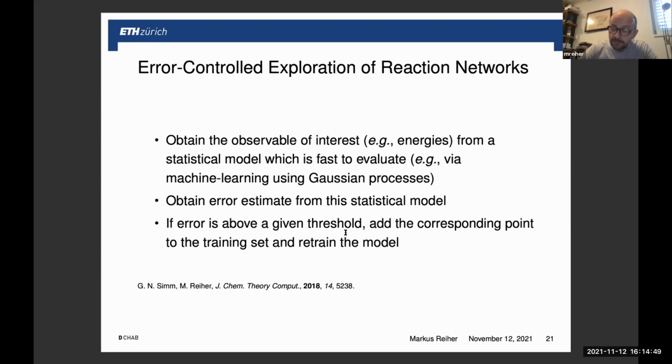Of course, I now come back to the Gaussian process regression that you have seen before. And so we would like to exploit such a statistical model and the uncertainty quantification that is provided by the statistical model in order to get a system-specific error estimate that will also tell us, in combination with this molecular similarity measure, like the Coulomb matrix, where we actually need more reference data in order to have better results.